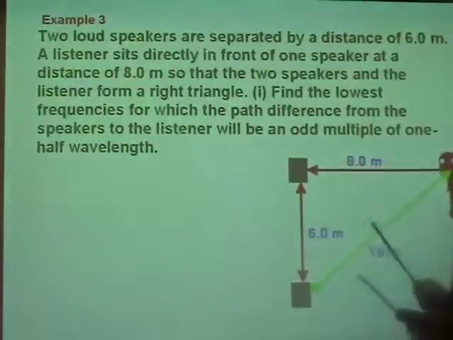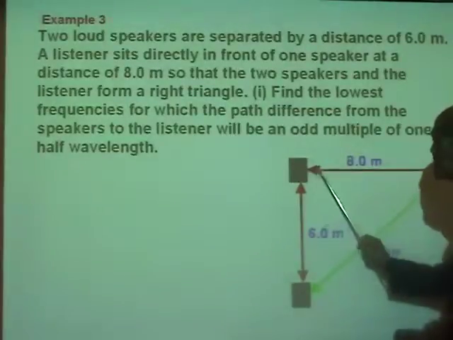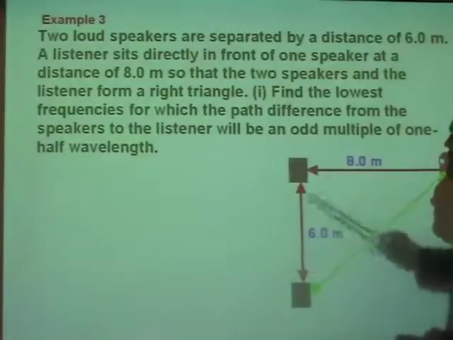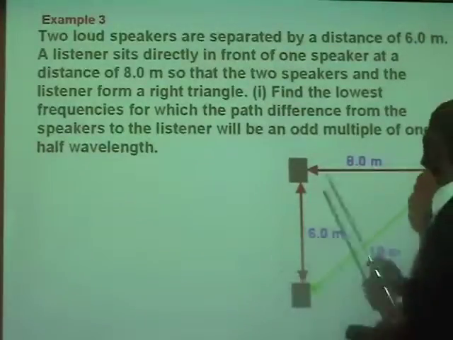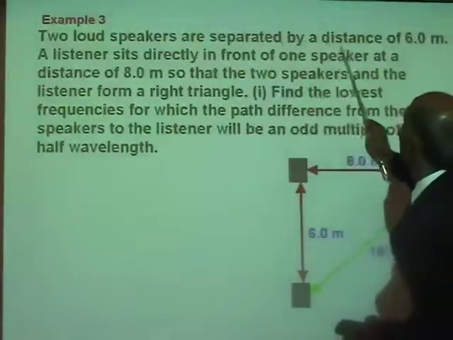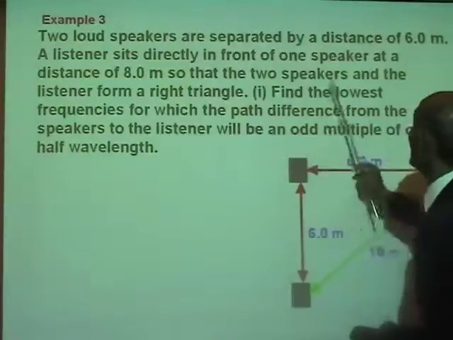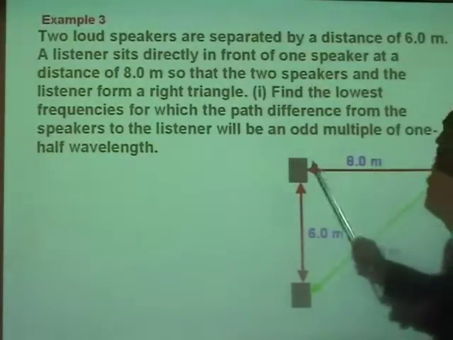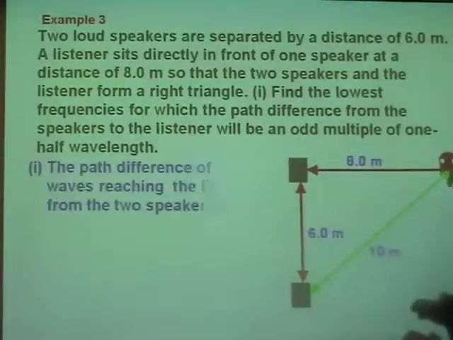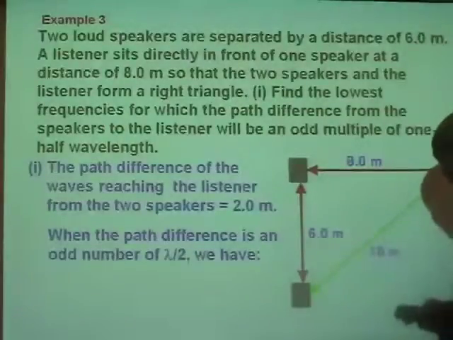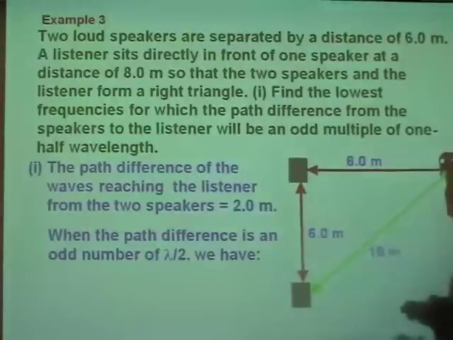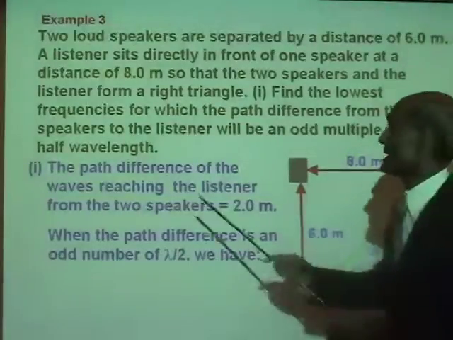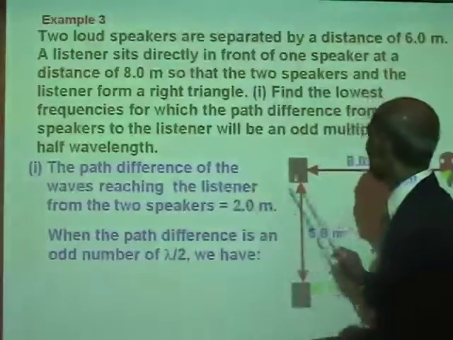There are the two speakers, and here is the listener. This speaker is 8 meters from the listener, this speaker is 10 meters from the listener, and the speakers are 6 meters apart. You get a right triangle. Well, actually, all this information was not given. You are given that the two speakers are separated by 6 meters, and the listener is 8 meters from one speaker. Therefore, what is the distance of the listener from the other speaker? That is the hypotenuse there. If this is 6 and that is 8, this must be 10, because 6 squared plus 8 squared equals 10 squared.